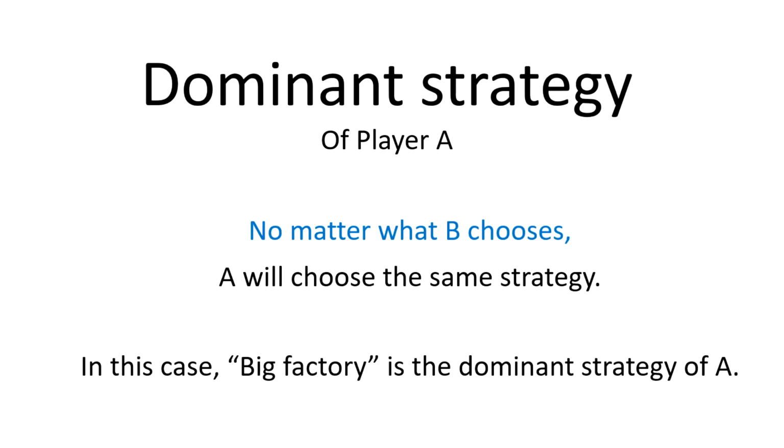We call it the dominant strategy of player A. No matter what B chooses, A will choose the same strategy. In this case, big factory is the dominant strategy of A. You recall that no matter if B builds a big factory or a small factory, A will still build a big factory. So no matter what B chooses, whether it is the big or small factory, A will choose the same strategy, which is the big factory, always. So the big factory is the dominant strategy of A.